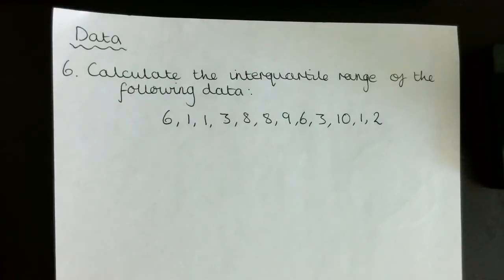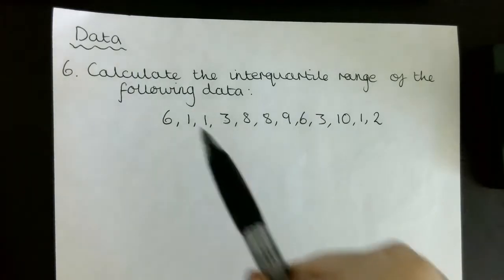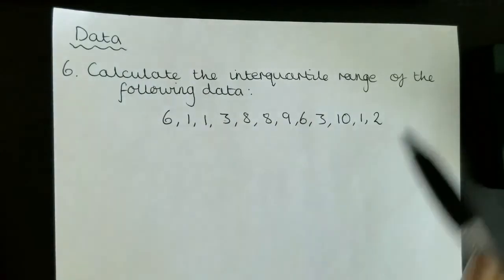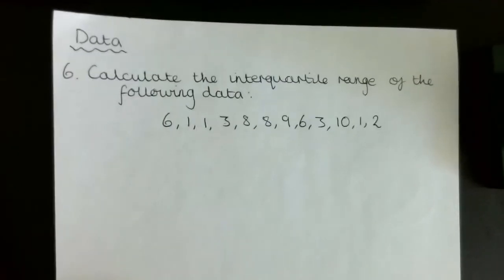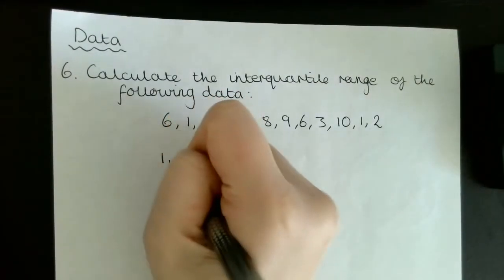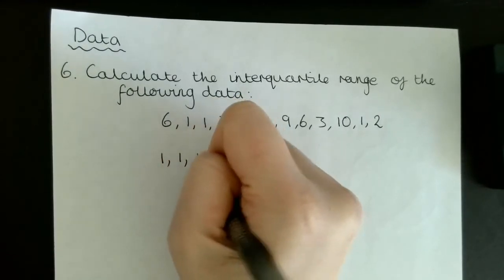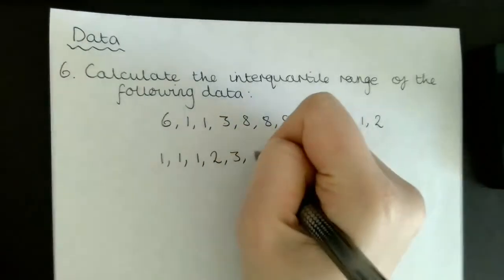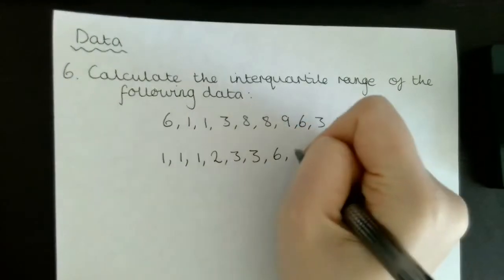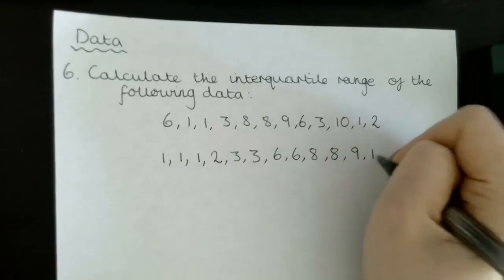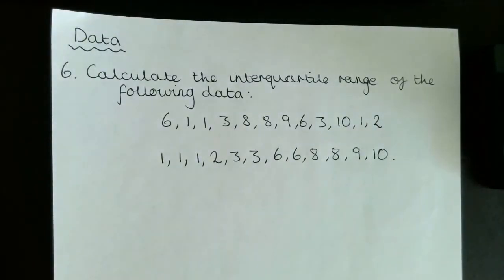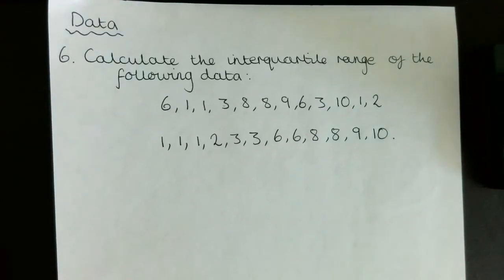Our final question is a data question, and it's looking at finding the interquartile range of a list of discrete data. Now, our discrete data is currently not in ascending or descending order, it's all jumbled up. So we're going to put it in ascending order first. So we get 1, 1, 1, 2, 3, 3, 6, 6, 8, 8, 9, 10. So I've put my data in ascending order.